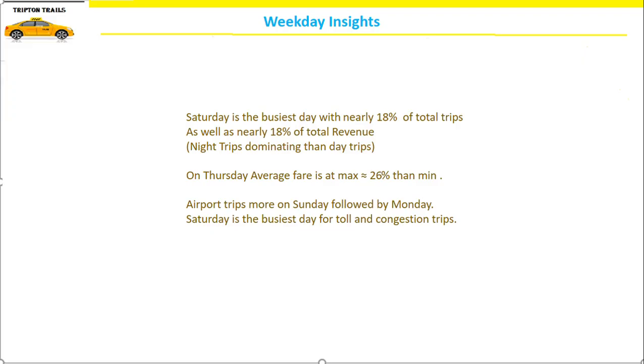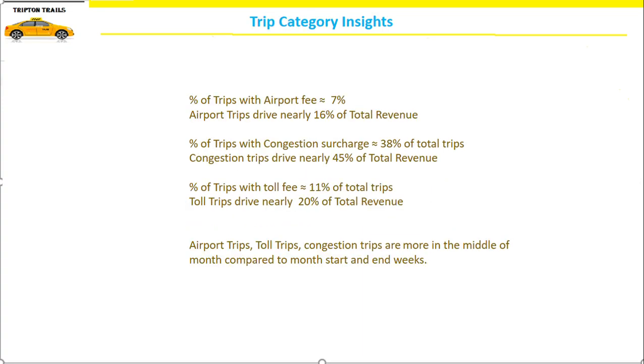And now if I check the weekday insights, Saturday is the busiest day with nearly 18% of total trips as well as revenue. On Thursday, the average fare is the maximum, almost 26% higher than the lowest. And the airport trips are more on Sunday, followed by Monday. And Saturday is the busiest day for tolls and congestion trips also.